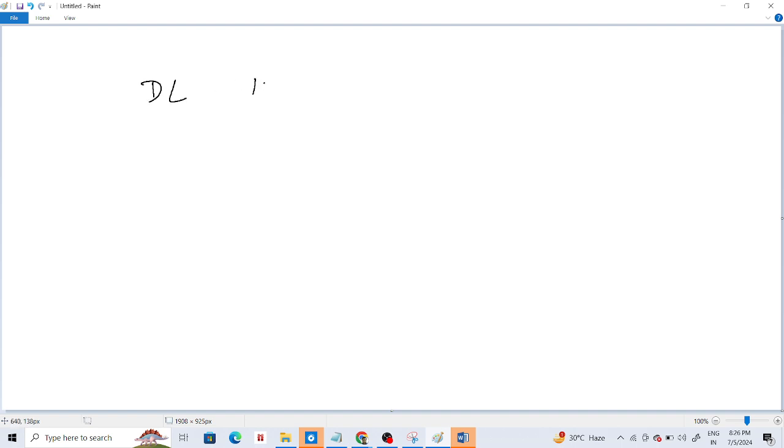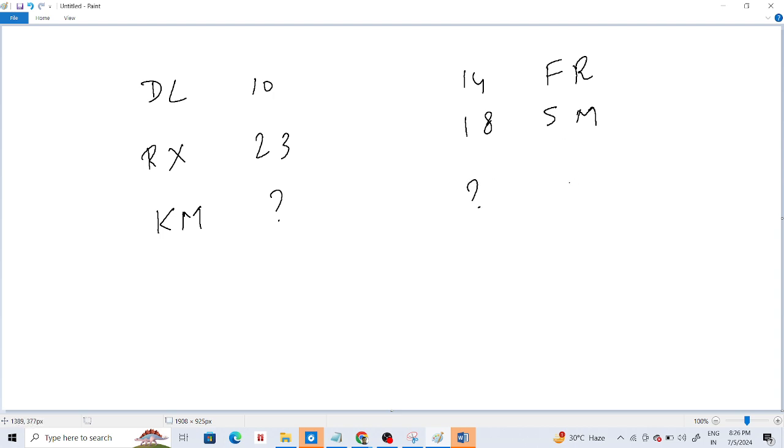DL 10, RX 23, KM question mark, FR, SM, PV. Okay, now how to do this?